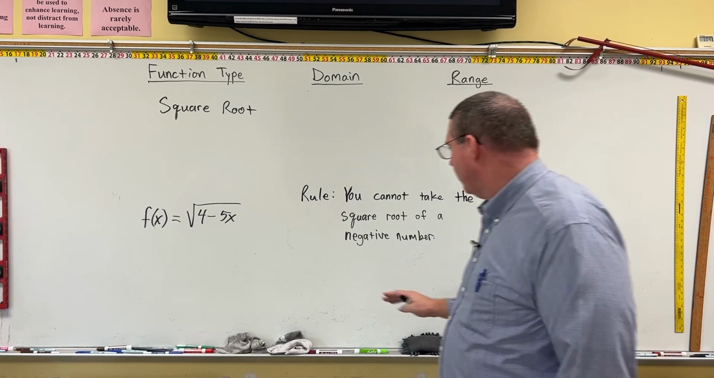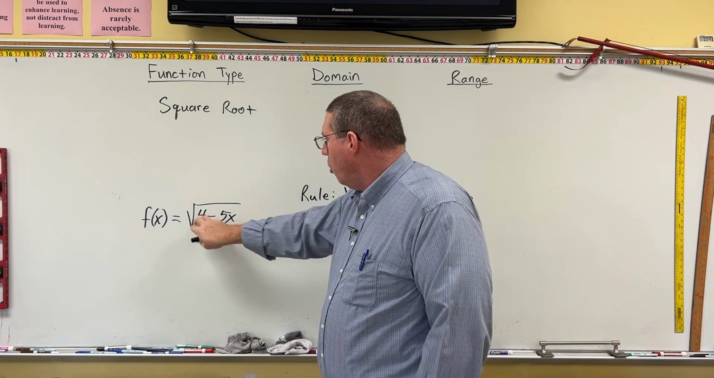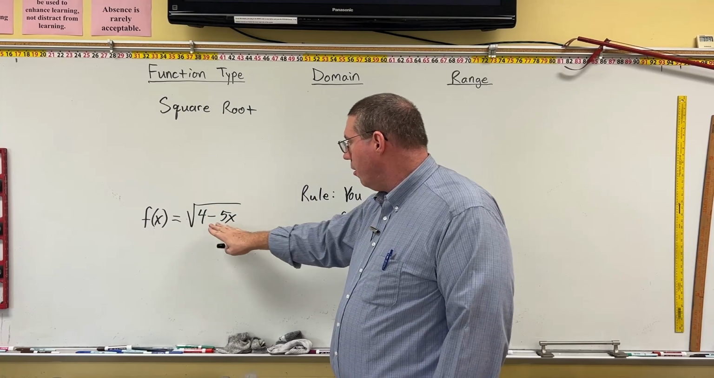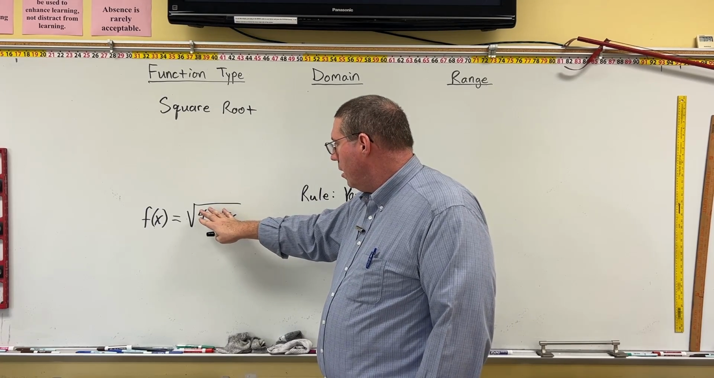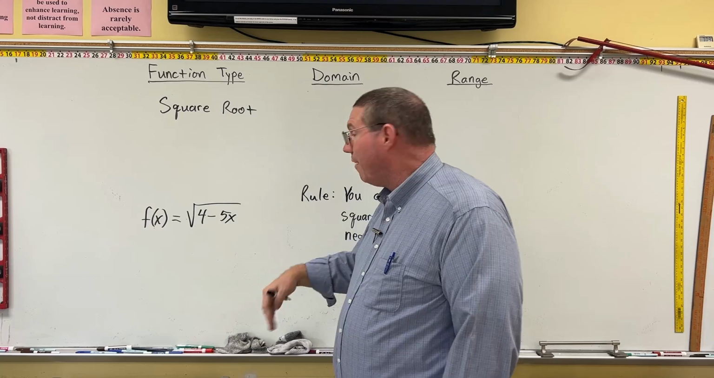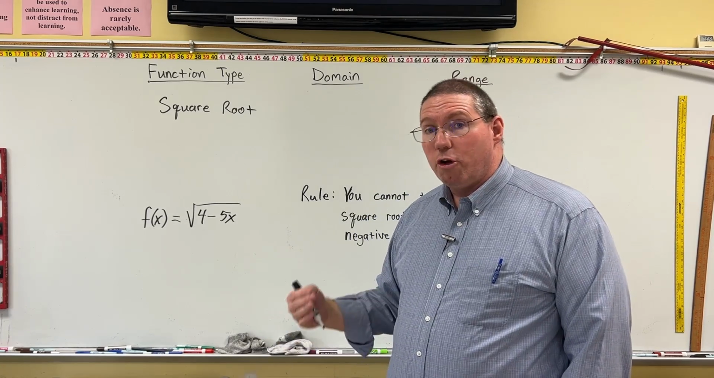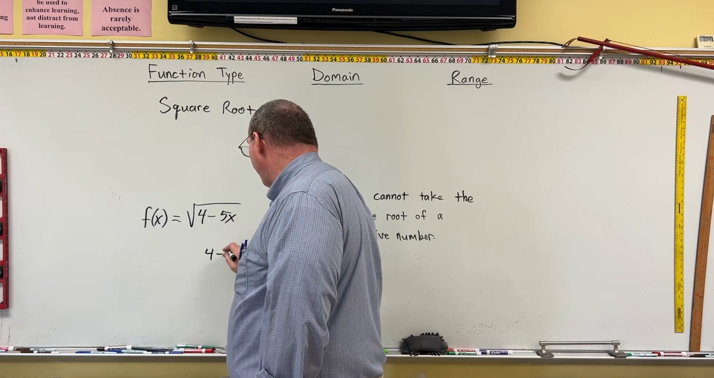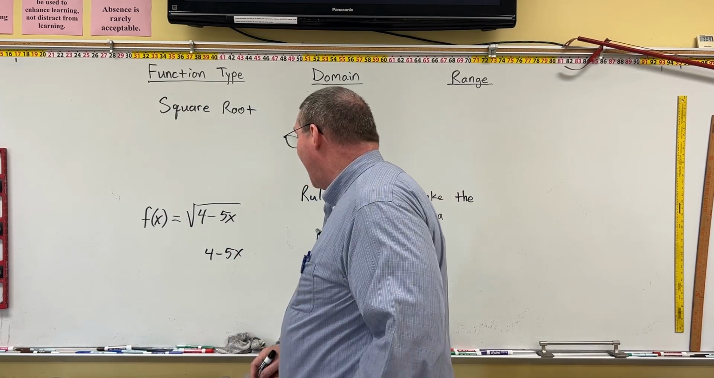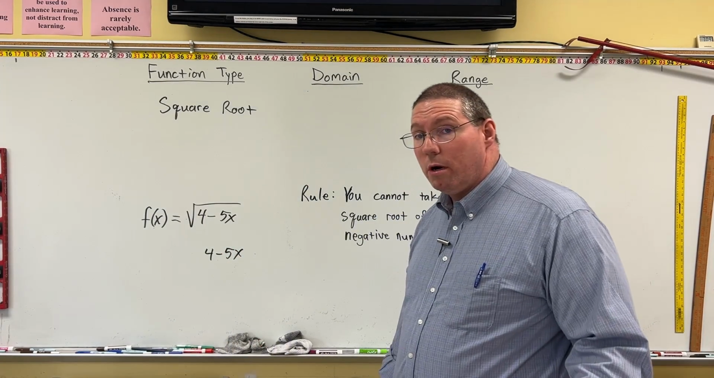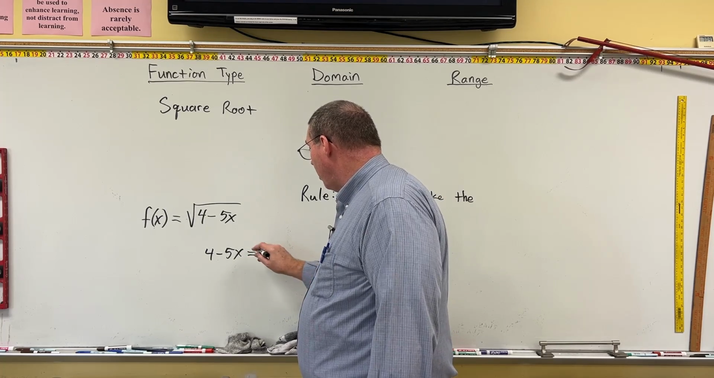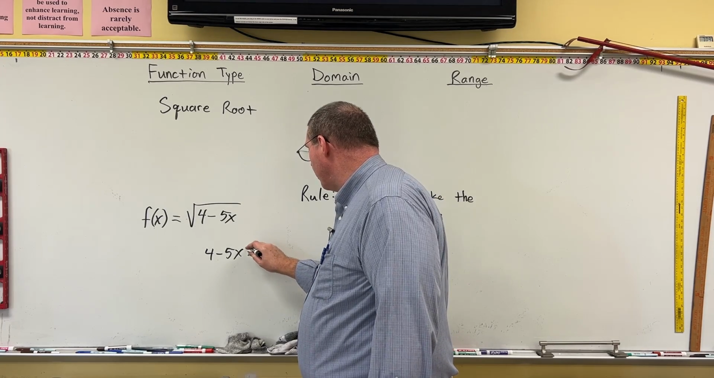Because we cannot take the square root of a negative number, we need whatever is under the radical to be set greater than or equal to 0. So to be not negative, 4 minus 5x either has to be equal to 0, or it has to be larger than 0.